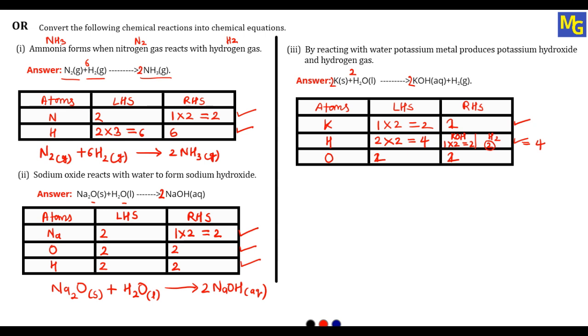So the balanced reaction, I can write it here. So the reaction is 2K solid plus 2H2O liquid, which gives 2KOH, that is aqueous, plus H2 gas. So this is our balanced chemical equation. So this is the answer for this OR question. I hope you understood. Practice some of the reactions, you will feel easy to balance all the chemical equations. Now we'll go with the next question.